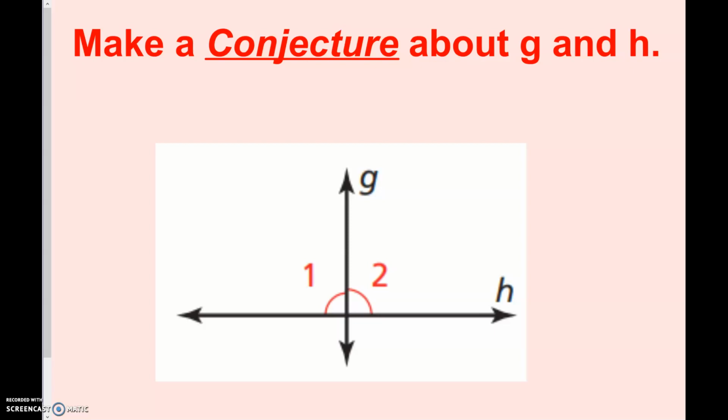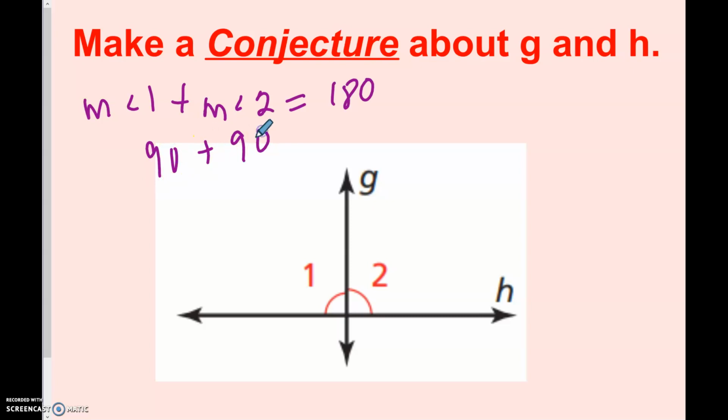All right, make a conjecture now about G and H. Well, let's see. This angle 1 and 2 looks like it's a linear pair. So the measure of angle 1 plus the measure of angle 2 has to equal 180. Well, if 1 and 2 are congruent, what is that going to make them both be? So they're both going to have to be 90, which means that line G has to be coming down perpendicular to H. So the conjecture we can make is that G is perpendicular to H.